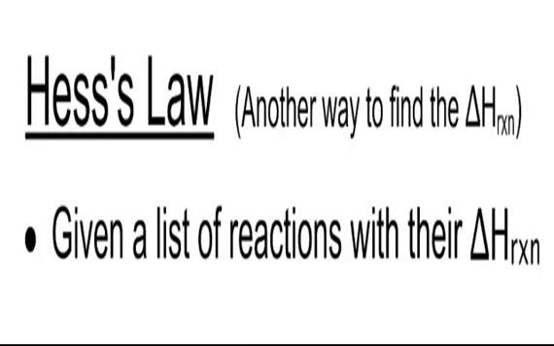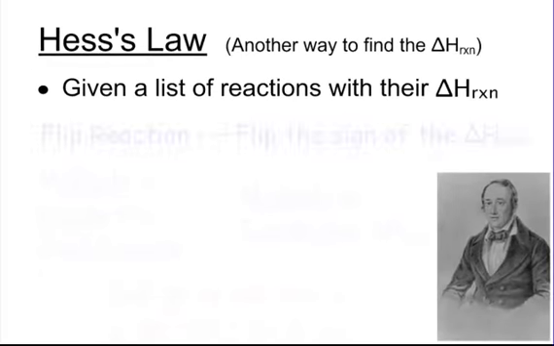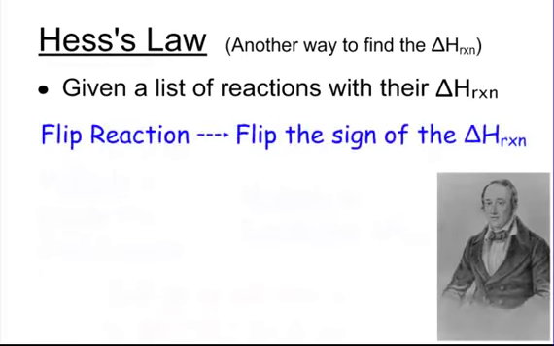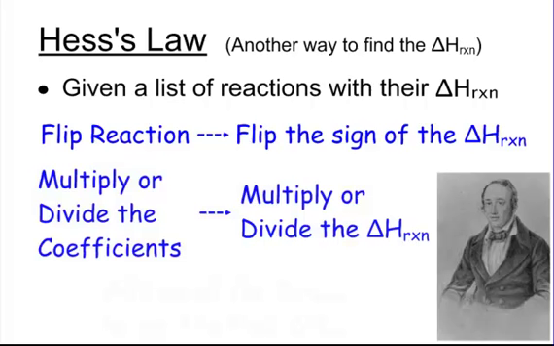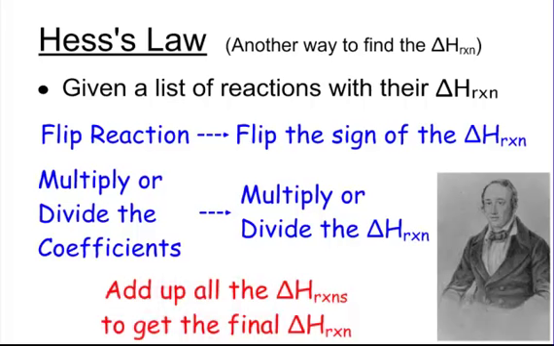And there's two rules, two options that we can do with each of these reactions. One of them is we can flip the reaction. But if you flip the reaction, you want to make sure you flip the sign of the enthalpy of the reaction, which means you got to flip the positive to a negative or the negative to a positive. The second thing you can do is you can multiply or divide the coefficients. If you multiply or divide the coefficients, though, you have to make sure you multiply or divide the enthalpy of the reaction by the exact same number. And at the end, you're going to make sure you add up all the enthalpies of the reactions to get the final enthalpy of the reaction. And that is Hess's law.